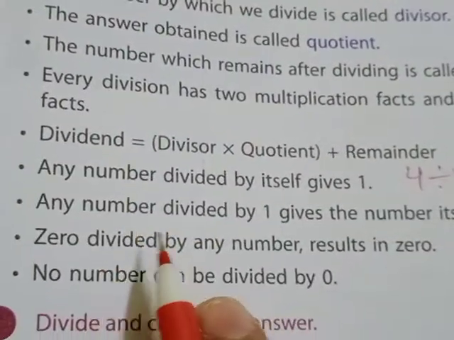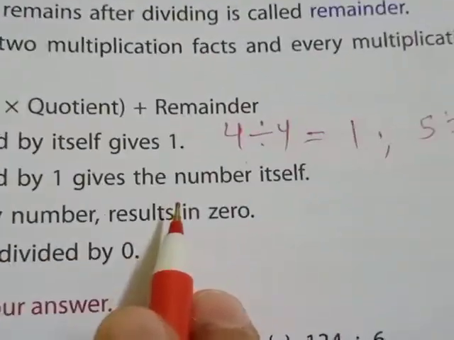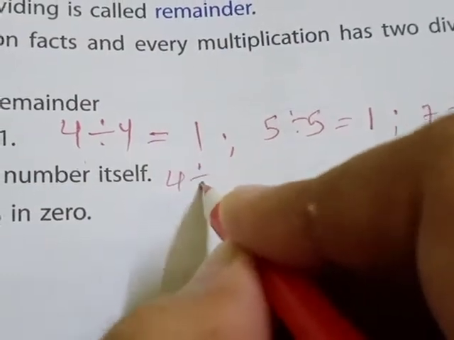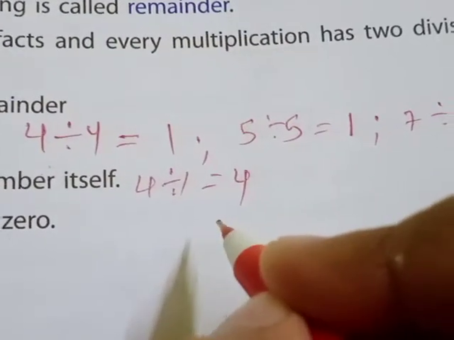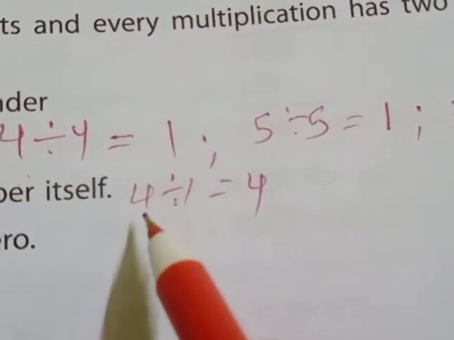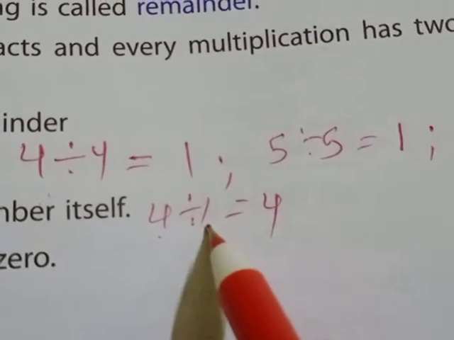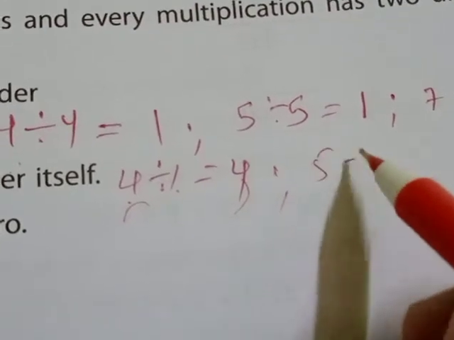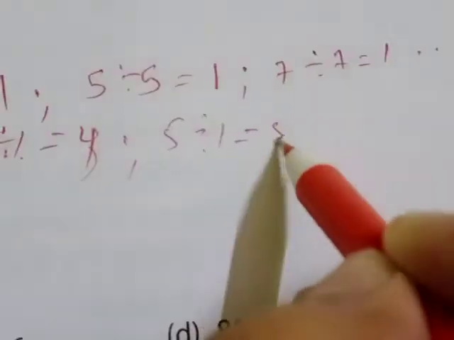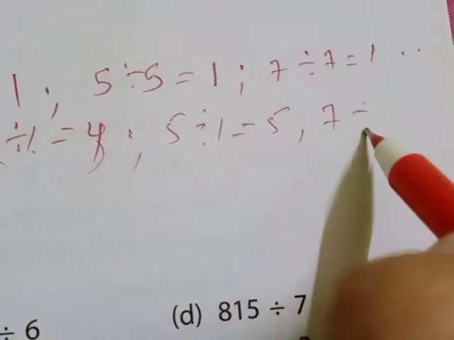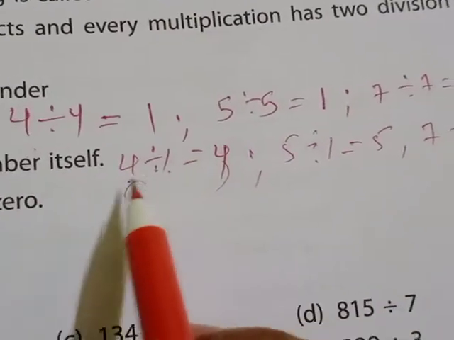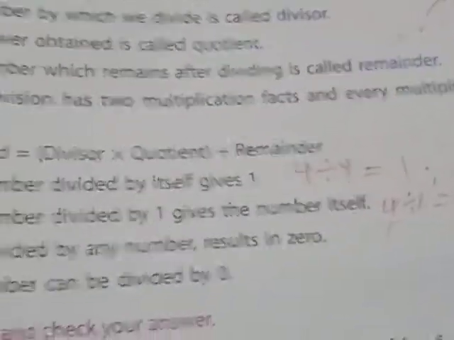Then any number divided with 1 gives the number itself. What is this statement saying? This statement means that whenever you divide, suppose 4 with 1, you will get 4. Means whenever we divide any number with 1, the answer will come as that same number. Another example, 5 divided by 1, what will you get? 5. Then 7 divided with 1, you will get 7. So whenever we divide any number with 1, that same number comes in our answer.